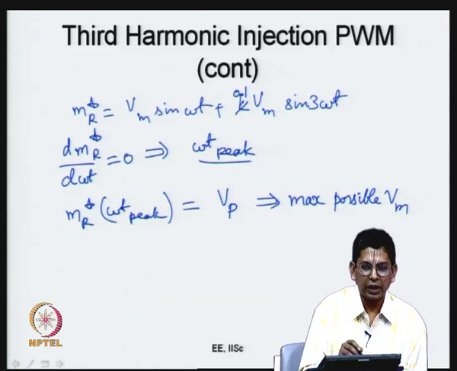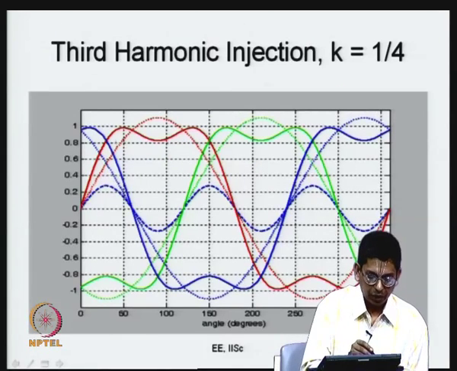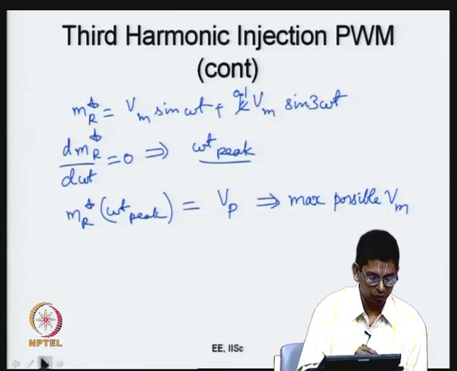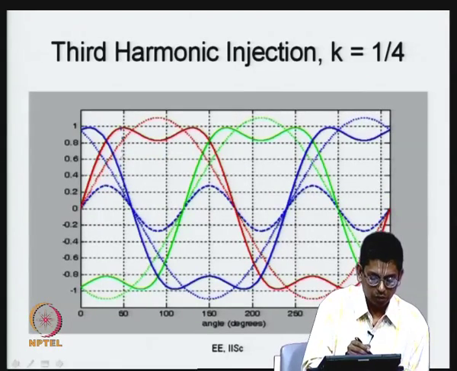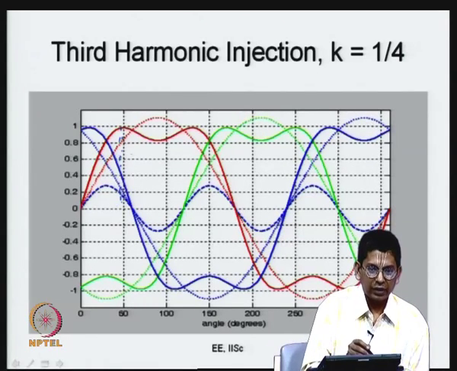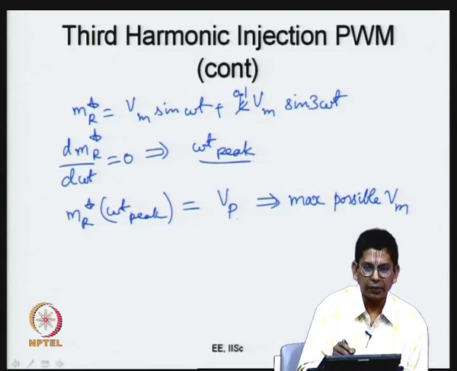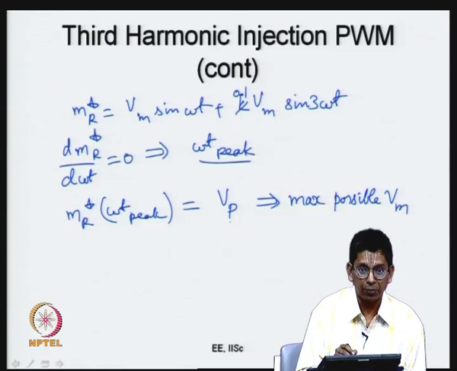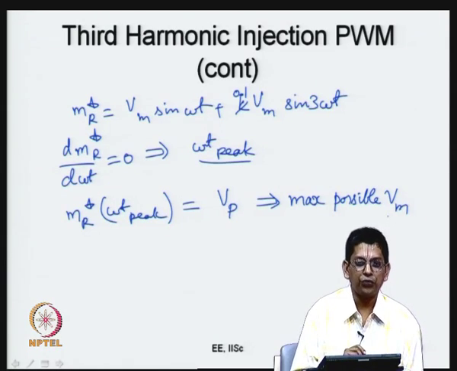That would give me the omega t peak, the theta peak, or the instant at which my function goes to a maximum value. That will happen twice in the positive half cycle, in the first quarter cycle and also in the next quarter cycle. So, I can find out this instant omega t peak. Once I find that instant, I can say that mr star can go as high as V p. It cannot go beyond that, but it can go as high as V p. So, when I equate that, I will get whatever is the maximum possible value of V m for that particular k.